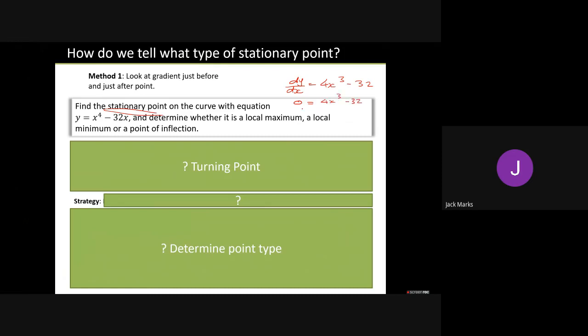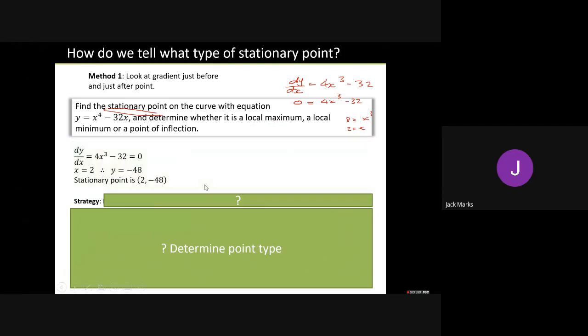Okay, what can I do? Add 32 to both sides. Divide by 4 gives me 8 equals x cubed. So 2 equals x. Determine whether it is a local maximum or a local minimum or a point of inflection.